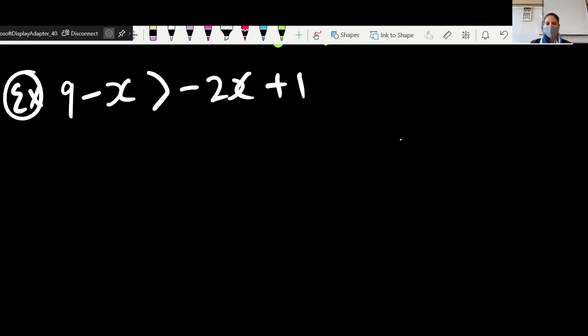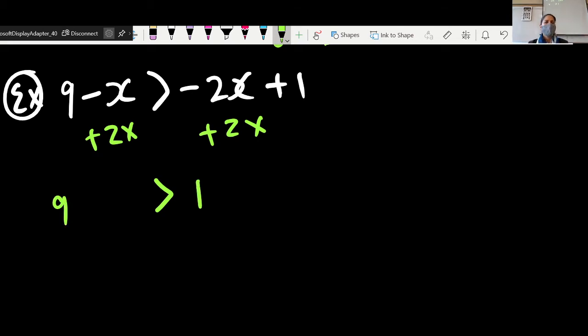Sure, Snoo? Yeah, how do we do that? What do I want to move? Add 2x to both sides. Everybody good with that? So on the right side, we have 1. What do I have on the left side? 9. We have 9 plus x.